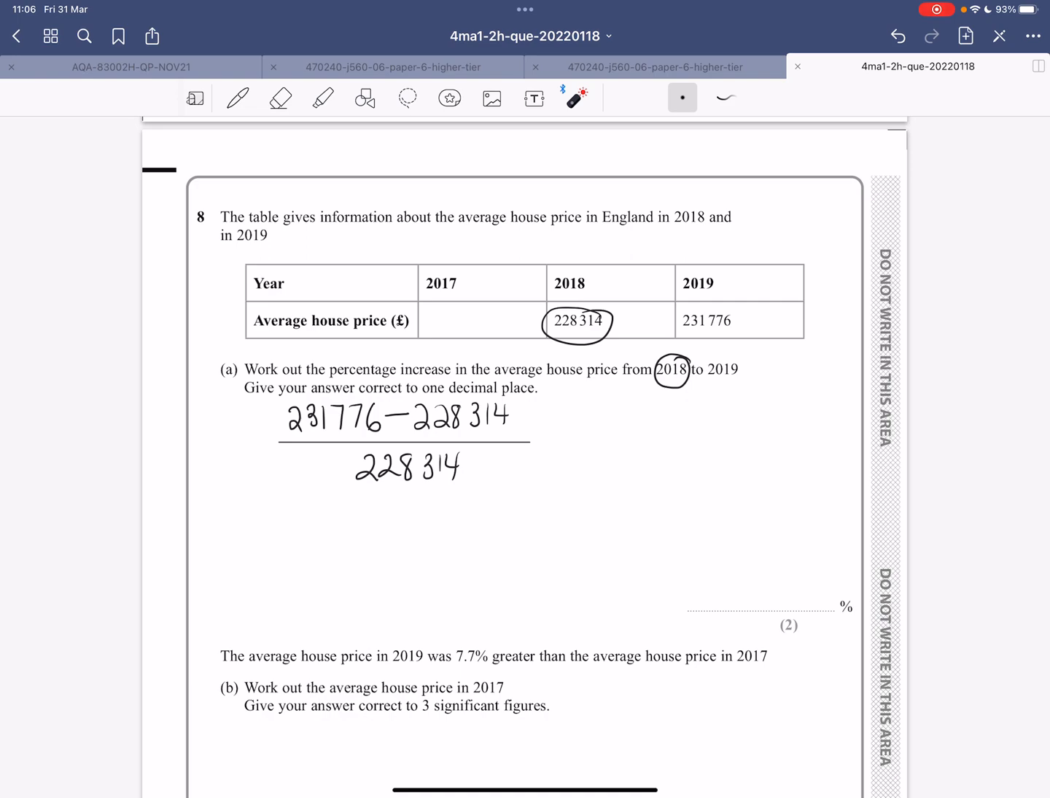231,776 minus 228,314. Okay, and so we actually have to do that times by 100 to make it a percent. So I've got the answer now, 3462 times 100, divided by 228,314, and it's a percent at that stage.